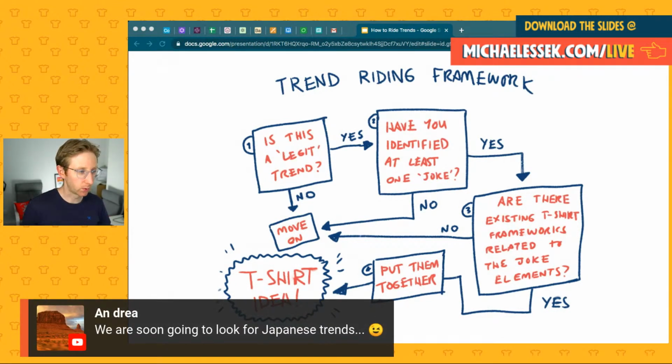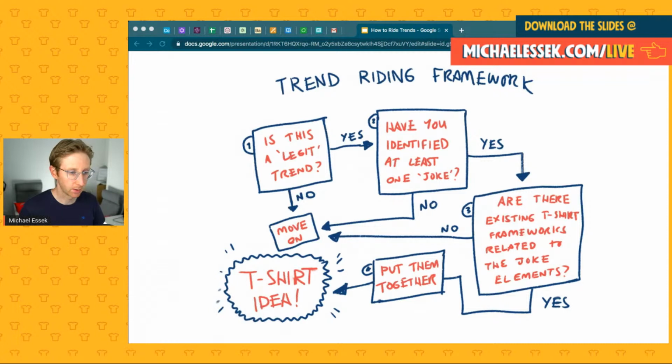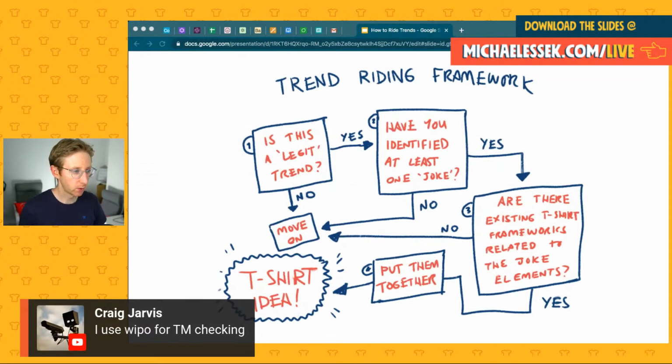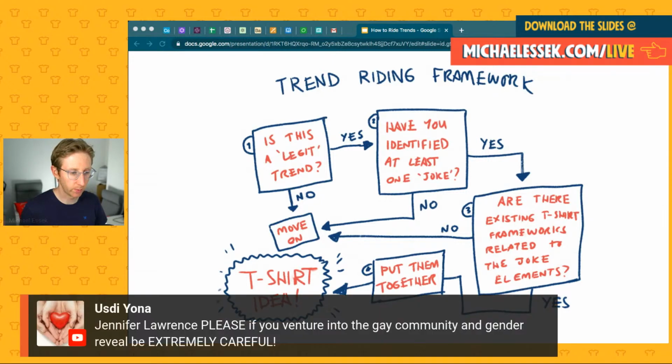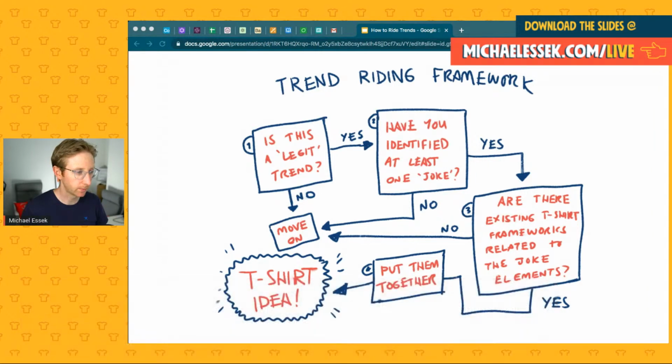Andrea says we're going to be looking for Japanese trends. Yeah, that might be a good place to start with Merch by Amazon right now. Thanks, Jennifer. Craig says he uses Whippo for trademark checking. Uzdi is saying be careful about that one.